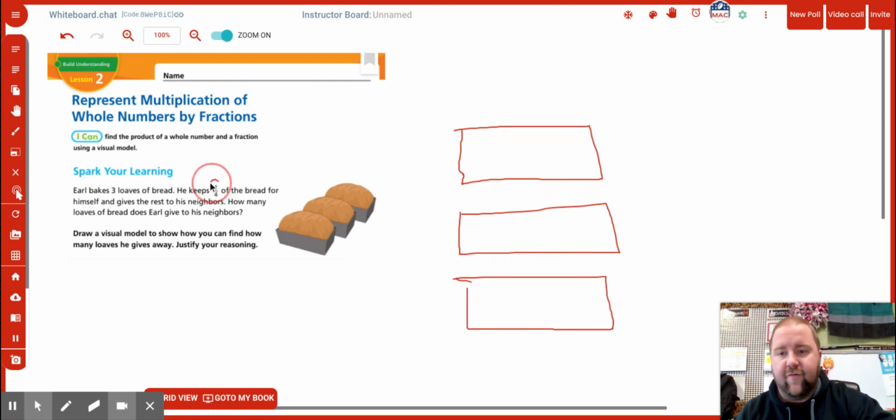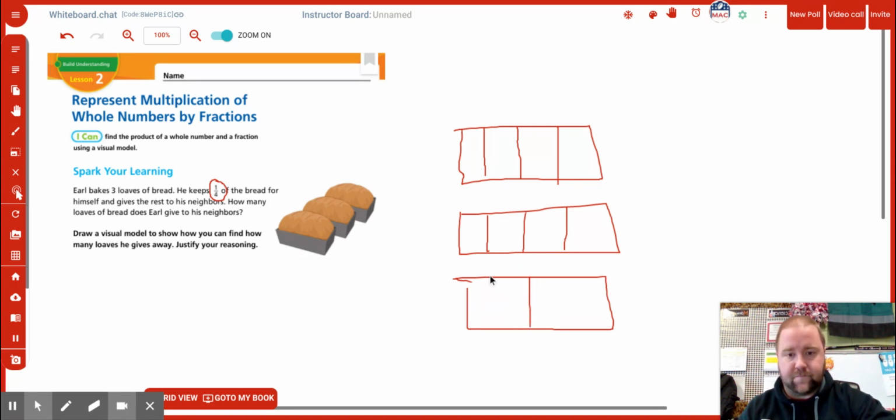We know that we're dealing with fourths because it says he keeps 1/4. So I'm going to take each of these wholes and break them into fourths, as equal as I can. Not perfect, but remember when we're doing fractions like this, we're talking about equal pieces. Now it says that he keeps 1/4. So Earl's going to keep 1/4 here, 1/4 here, and 1/4 here.